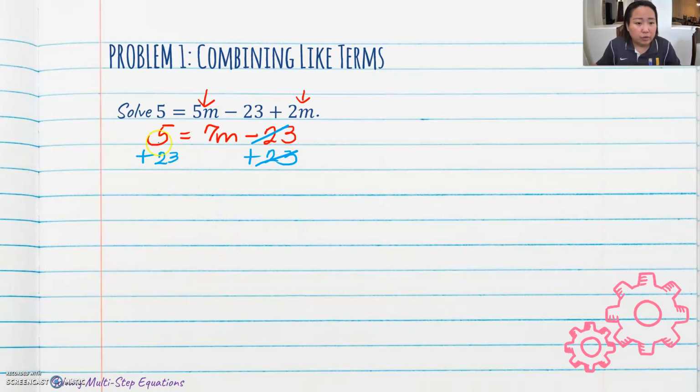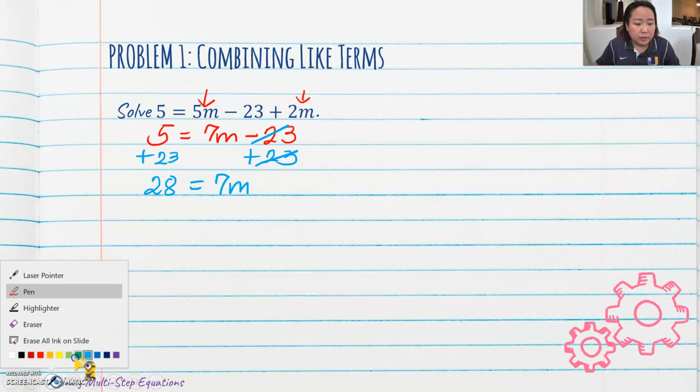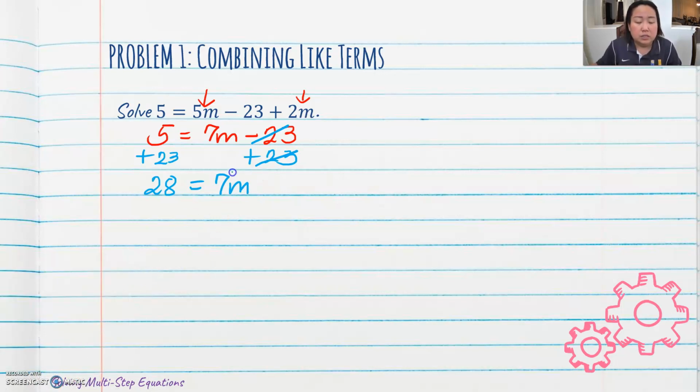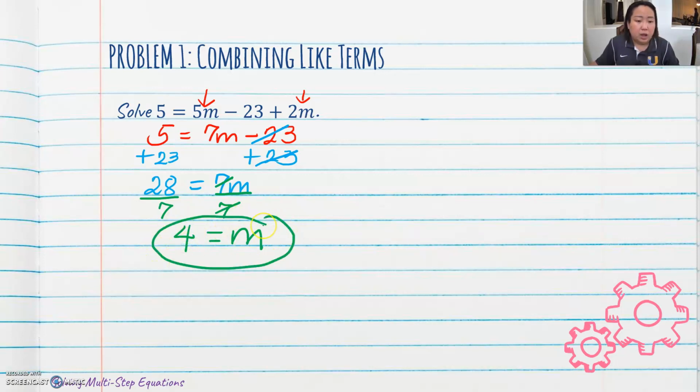And so now the left side will become 5 plus 23, which is 28. And our variable and its coefficient is 7m. For us to be able to isolate our variable, m is multiplied by 7, so to get the inverse operation of multiply by 7, we divide by 7. 7 divided by 7 is 1. 28, we divide also by 7, and from here we can see that our variable is equal to 4. Okay, so our variable m is now equal to 4.